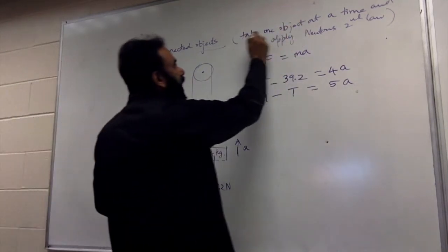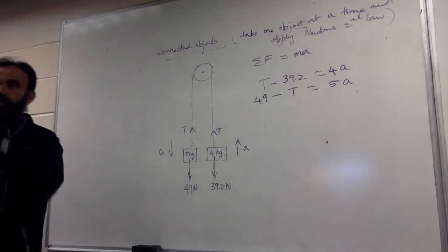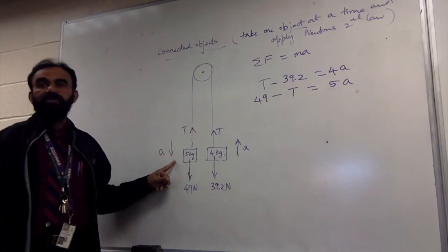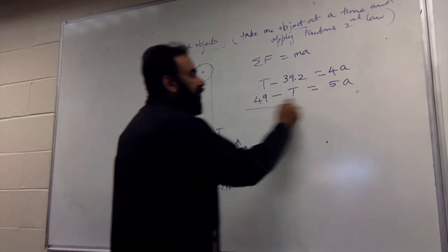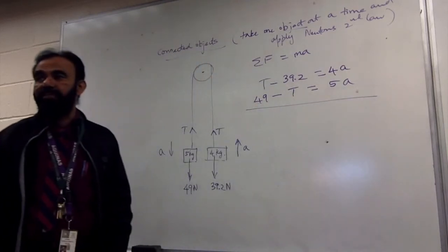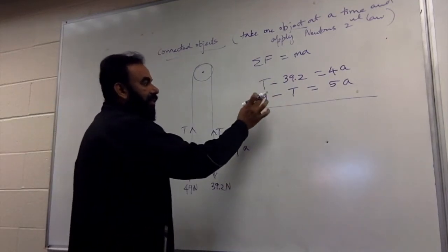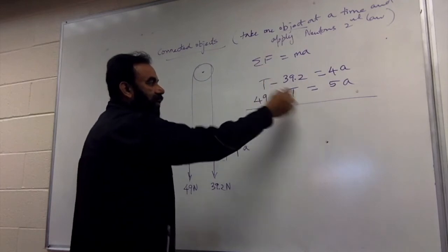Take one object at a time. You applied Newton's second law to this, and you applied Newton's second law to this. And now you have a system of equations. You can eliminate T very easily from here. Can you see that? Add the two equations. You'll get T and T cancelling off.